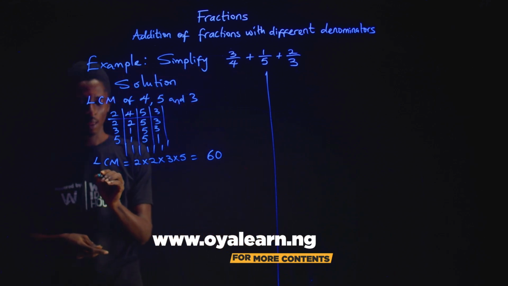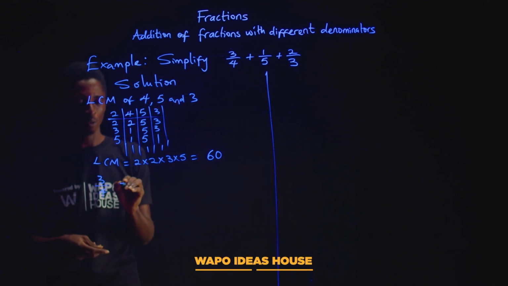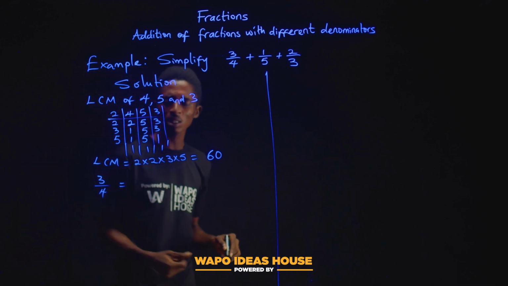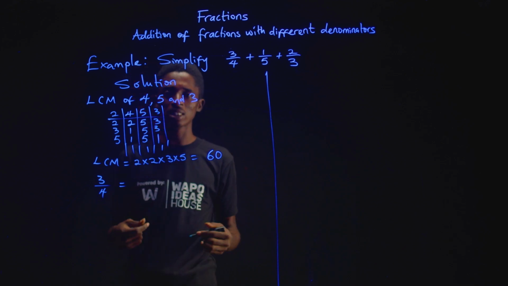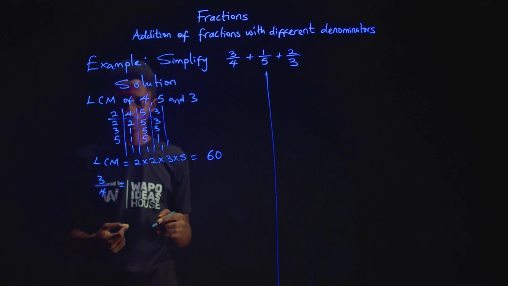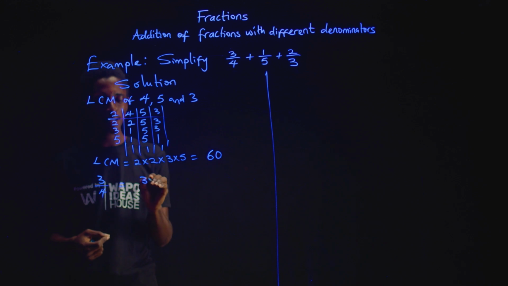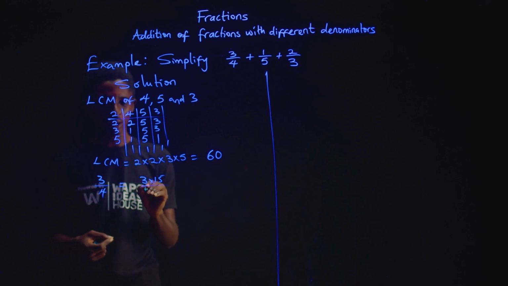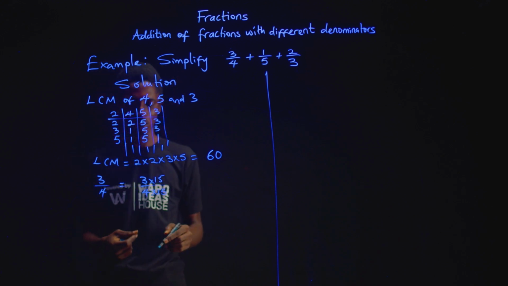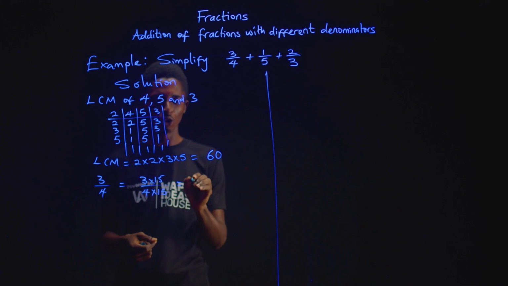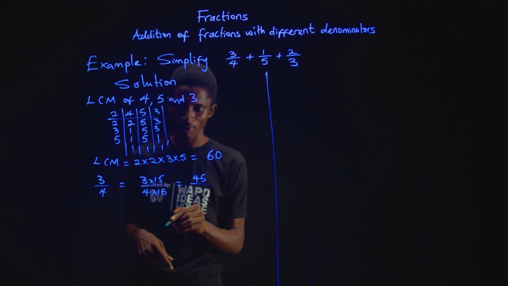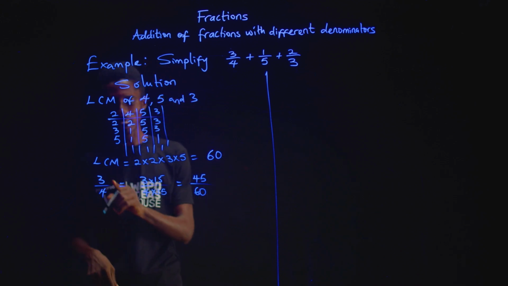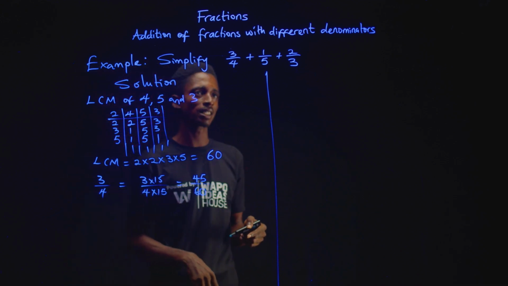So therefore, 3 over 4 will become what? What do I need to multiply 4 by to give me 60? The number you have to multiply 4 by to give you 60 is 15. Therefore, we then have 3 multiplied by 15 for the numerator and 4 multiplied by 15 for the denominator. And this will give us, at the numerator, 3 times 15 to give us 45. And then 4 times 15 will give us 60. That is 3 over 4 is 45 over 60.